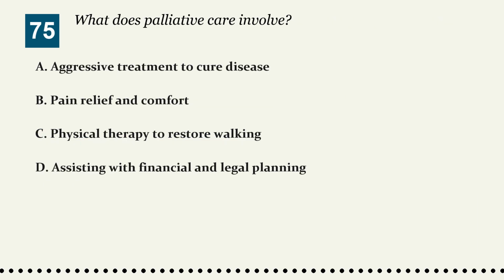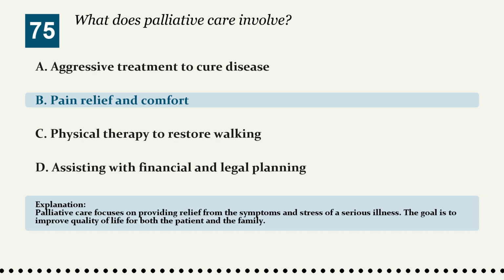Question 75. What does palliative care involve? Option A. Aggressive treatment to cure disease. Option B. Pain relief and comfort. Option C. Physical therapy to restore walking. Option D. Assisting with financial and legal planning. The correct answer is option B. Pain relief and comfort. Palliative care focuses on providing relief from the symptoms and stress of a serious illness. The goal is to improve quality of life for both the patient and the family.